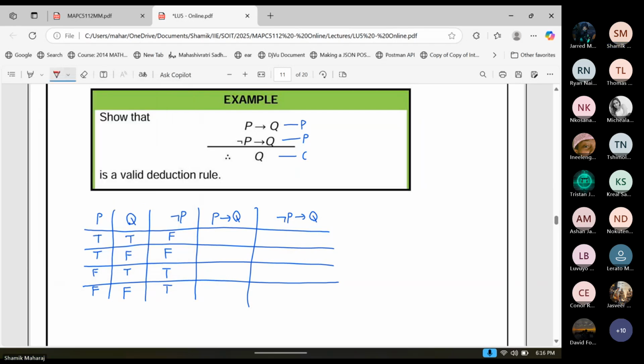Implication. If P, then Q. So we need P to be false or Q to be true. We need that to be met in order for the implication to be true. Let's see where we meet that. First row, we meet it here. Second row, we don't meet it anywhere. Third row, we meet it 2 times. Fourth row, we meet it once. Okay, so that means this is true, this is true, this is true. The one we didn't meet is false.